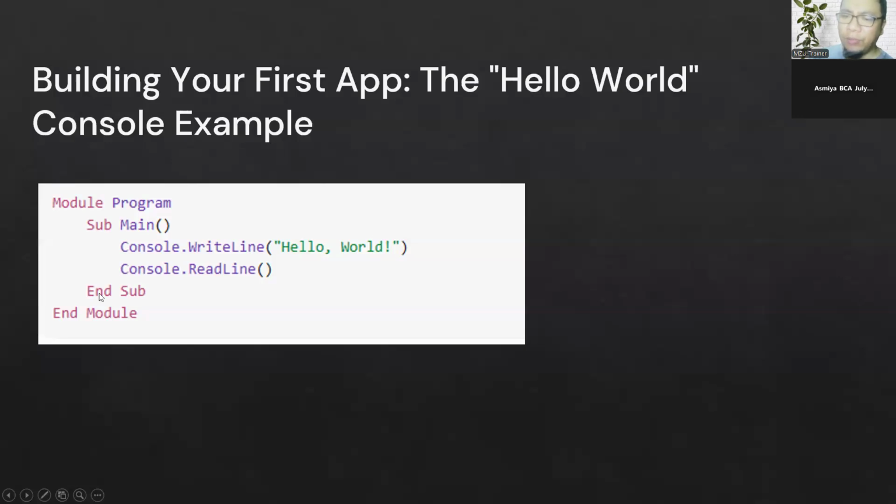All right. So Main is compulsory. If we do not have Main, then how do we run the program? There is no entry point. So this is the entry point. It's like a door. If you have to enter the class, then you have to enter through the door. So this is the door.